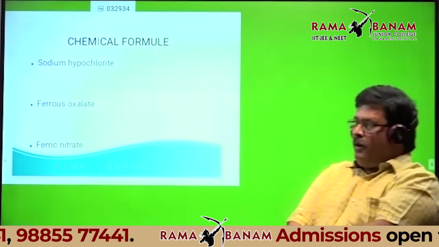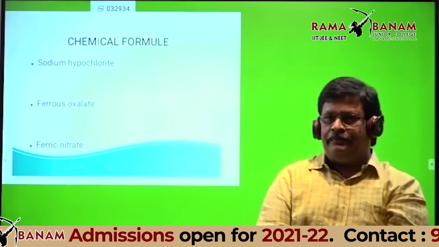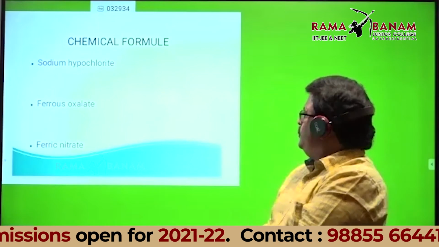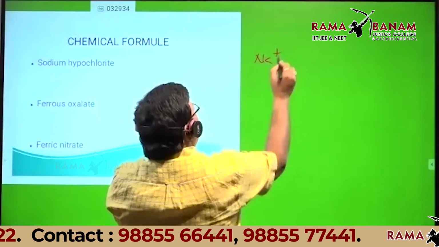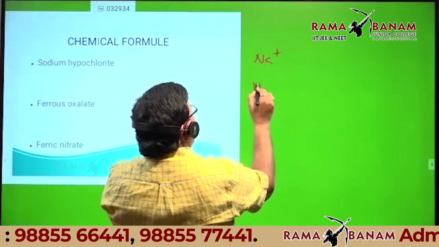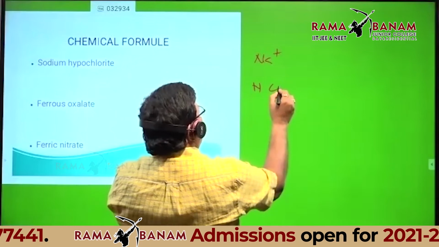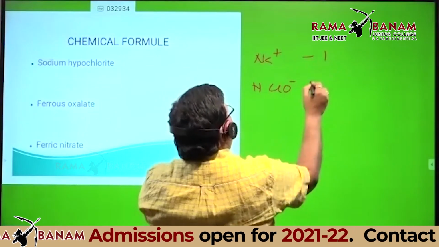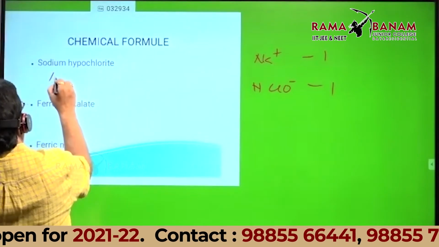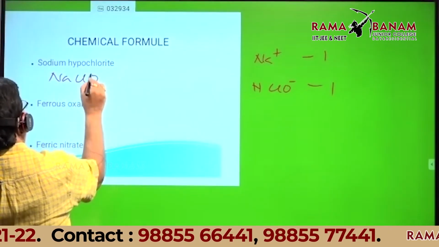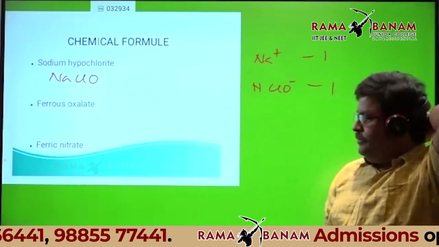Can anyone tell the formula of sodium hypochlorite? NaClO. Sodium ion is Na plus, hypochlorite ion is ClO minus. So both are monovalent. The formula is NaClO. Is it okay?